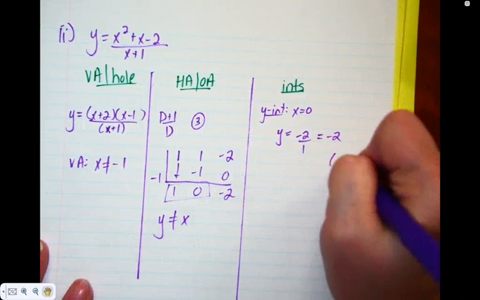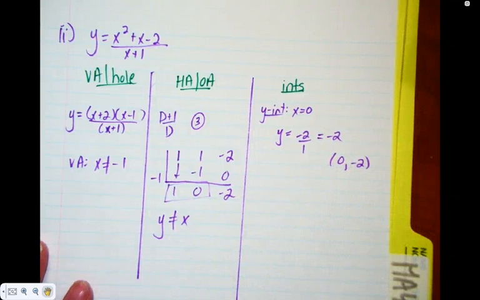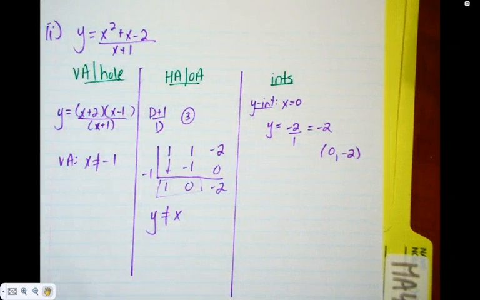And then I like to write it as a point, (0, -2). Again, if you want to sub in that 0 and do the calculation, that's fine. This is just one way to speed up if you can.